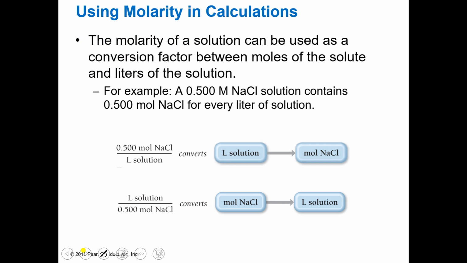So like I said, molarity can be used as a conversion factor between moles of the solute and liters of the solution. So an example here is a 0.500 molar sodium chloride solution contains 0.5 moles of sodium chloride for every 1 liter of solution. That's literally what we're saying when we say 0.5 molar sodium chloride solution. We're saying it's 0.500 moles of sodium chloride, the solute, for every 1 liter of solution. By using molarity in this format, remember I started a few slides ago, we can easily convert between liters and moles of what we're dealing with.